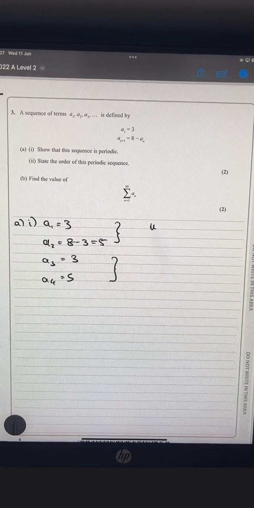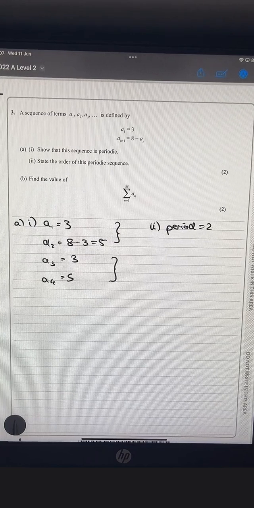Part ii, what is the order of the period? It is just 2. That's how many terms are in each period. Yeah, this is Edexcel. This is Edexcel 2022 A-level paper 2. All right. Part B, find the value of this summation series.